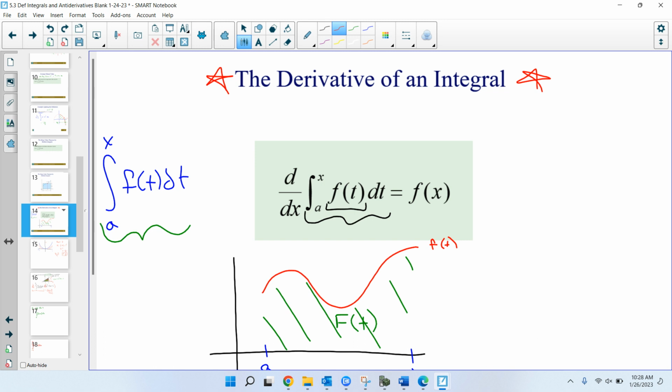I'm going to say it again. I need you guys to get this. Okay? We're going to build on this as we go, but you have to get this. I get this is confusing. This is the graph you're finding the area under. You're going from a to x.